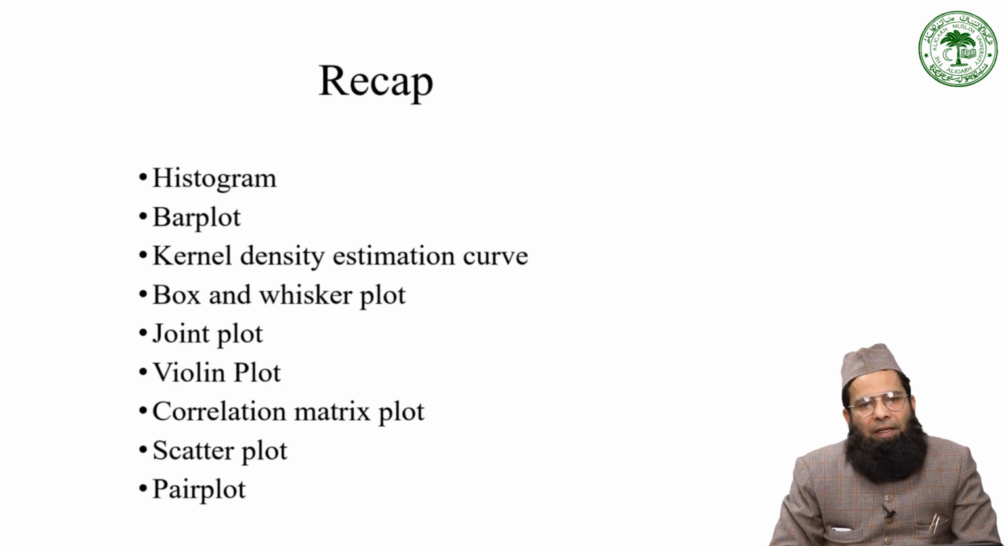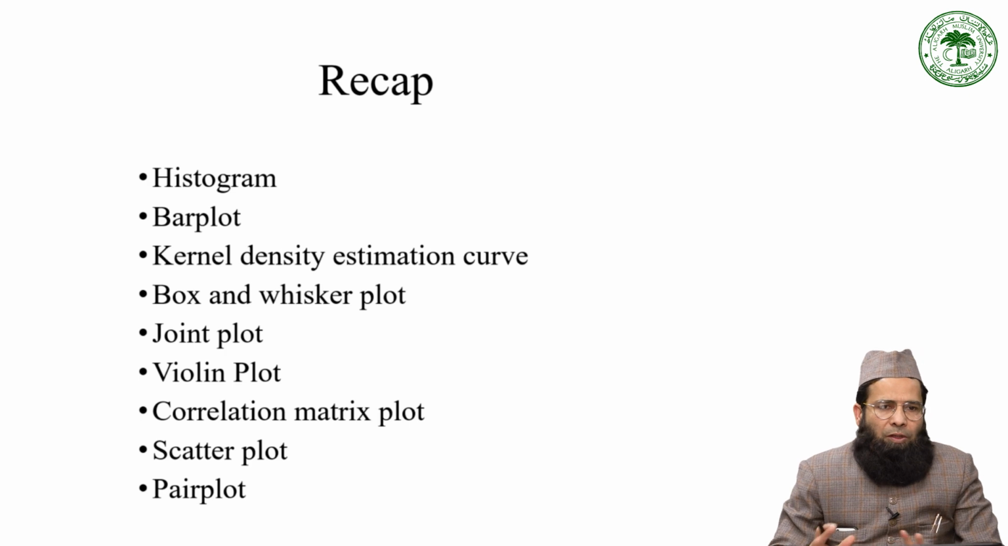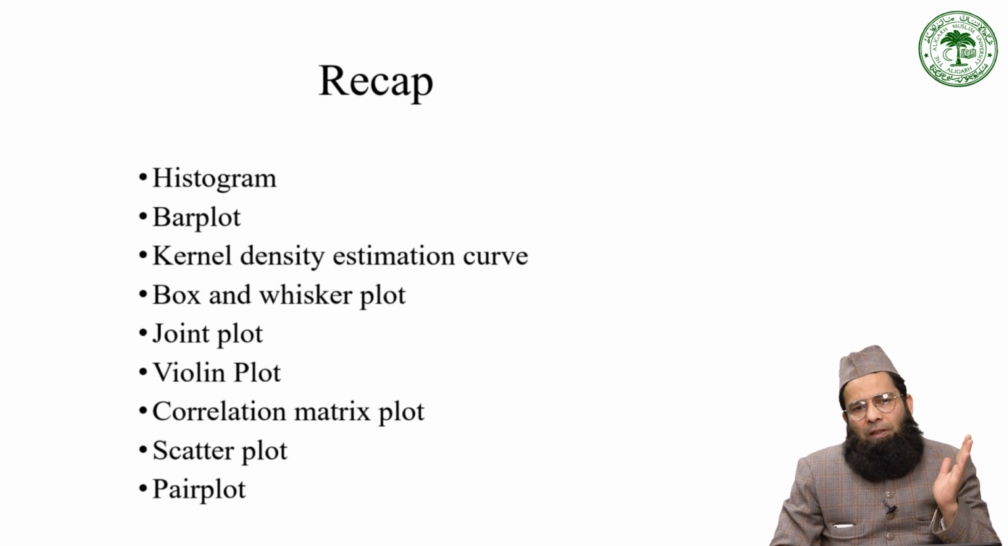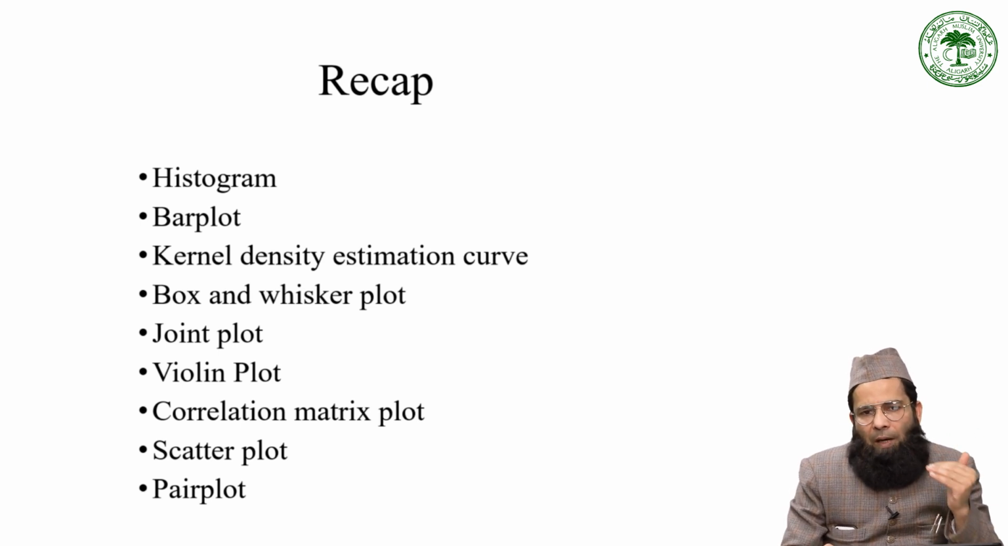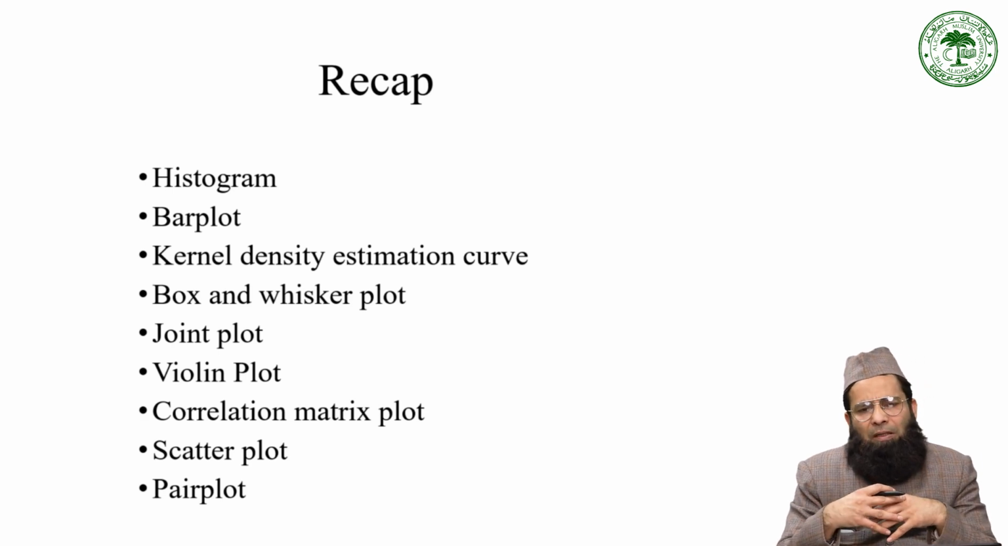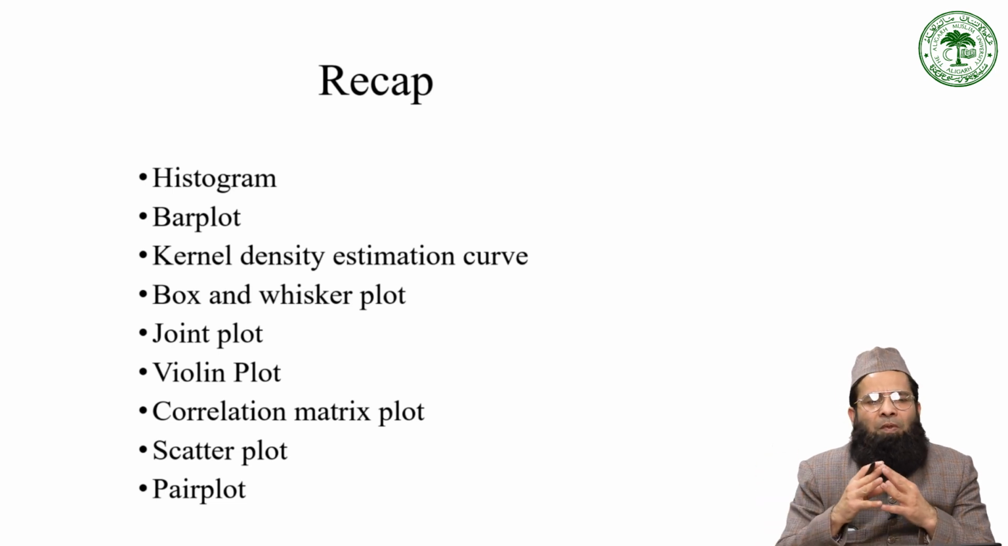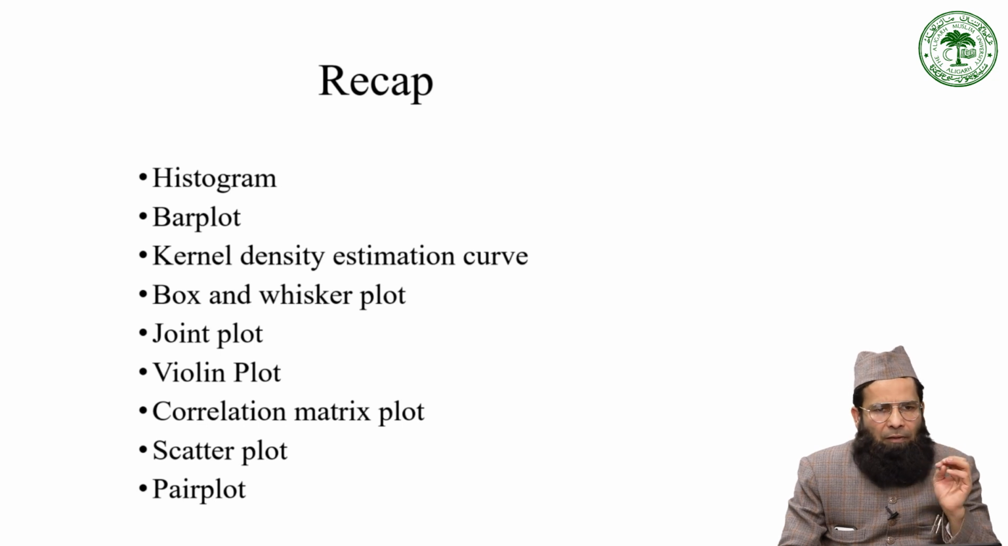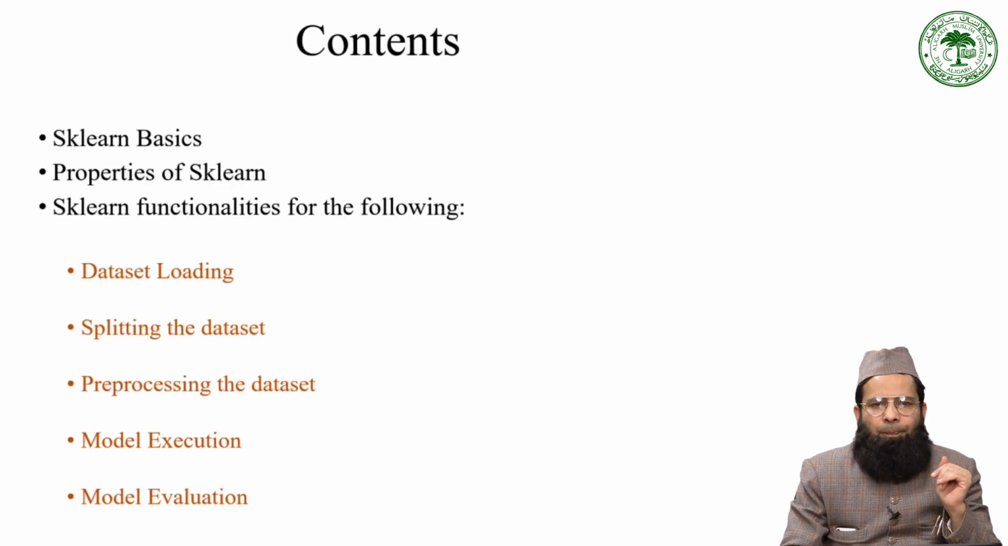And in last class, we discussed the histogram plot and how to draw a histogram using matplotlib and seaborn. Then we discussed the bar plot, kernel density estimation curve, box and whisker plots, joint plot, violin plot, correlation matrix plot, scatter plot, and pair plot. So we discussed several different types of plots. Some plots were univariate plots, and some were multivariate plots that we have seen in the last class.